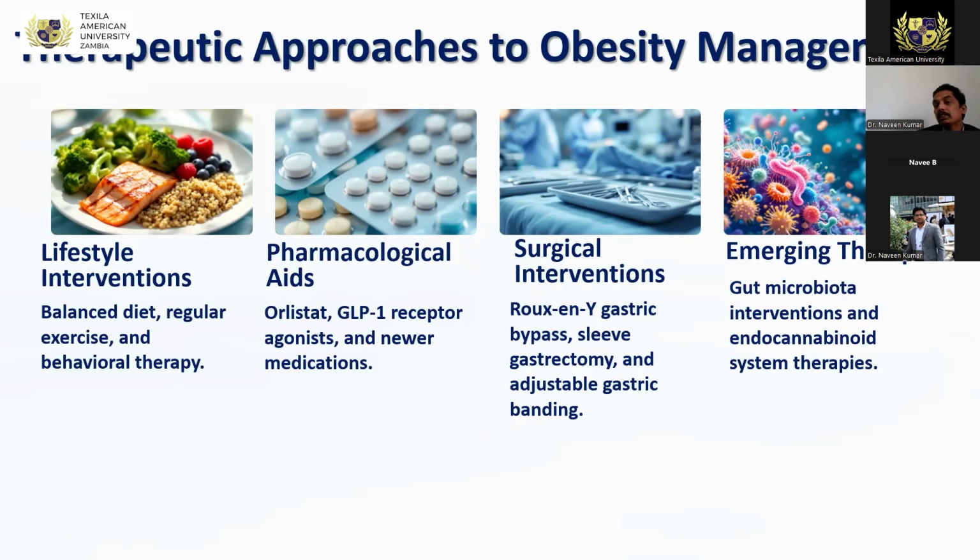And the third one is emerging therapies, like gut microbiota, which is where most of the research is now. Gut is our second brain, right? So gut health is also very important, like our brain health. Generally, gut reflects what you eat. It influences your metabolism and behavior also, which has been proven scientifically. So gut microbiota interventions and endocannabinoid system therapies, and lots of probiotics, are being developed. There is still a lot of research going on to control obesity.